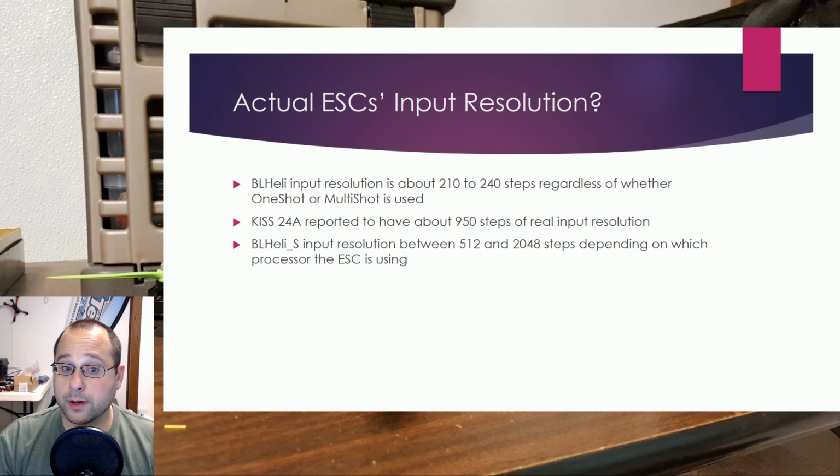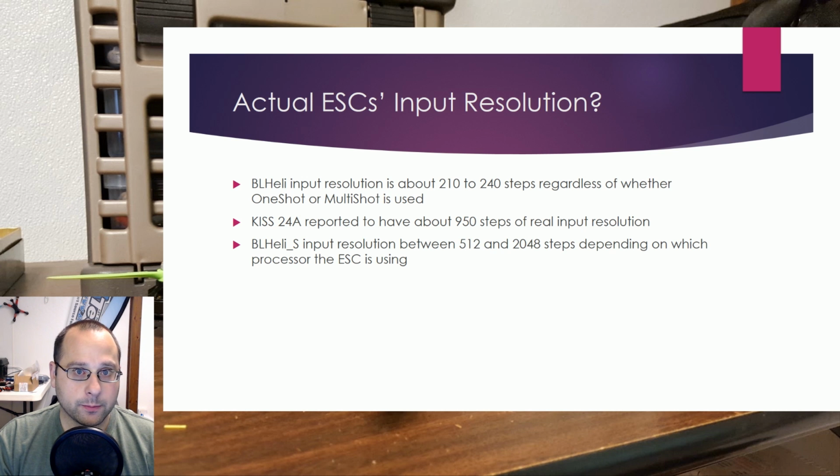KISS 24-amp ESCs are reported to have about 950 steps of real input resolution. That's from KISS marketing materials. That's consistent with what I've heard other places. And that's one reason why, for the longest time, people reported that KISS ESCs outperformed BLHeli ESCs so thoroughly, as they've had about 1,000 steps of input resolution from the beginning. There are other reasons as well, like dedicated gate drivers and so on, but the input resolution is certainly one of the big reasons.